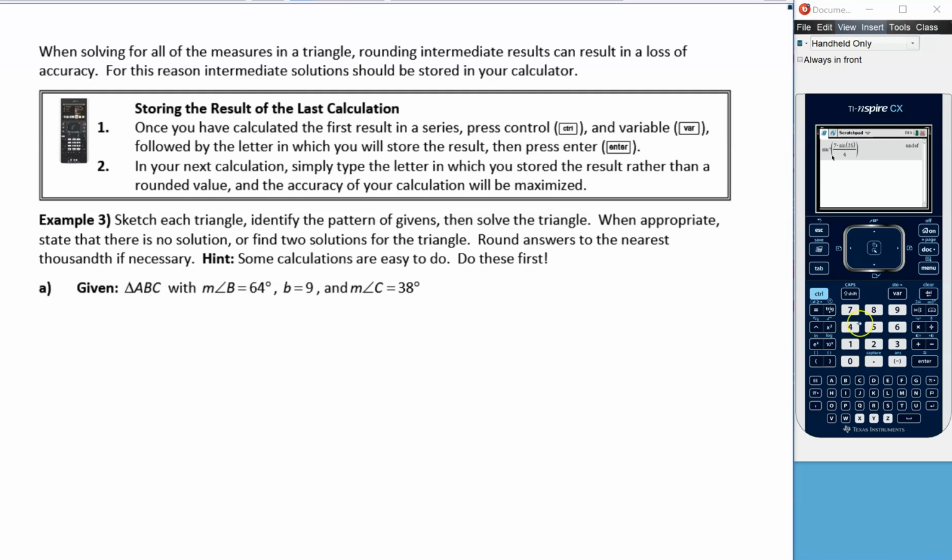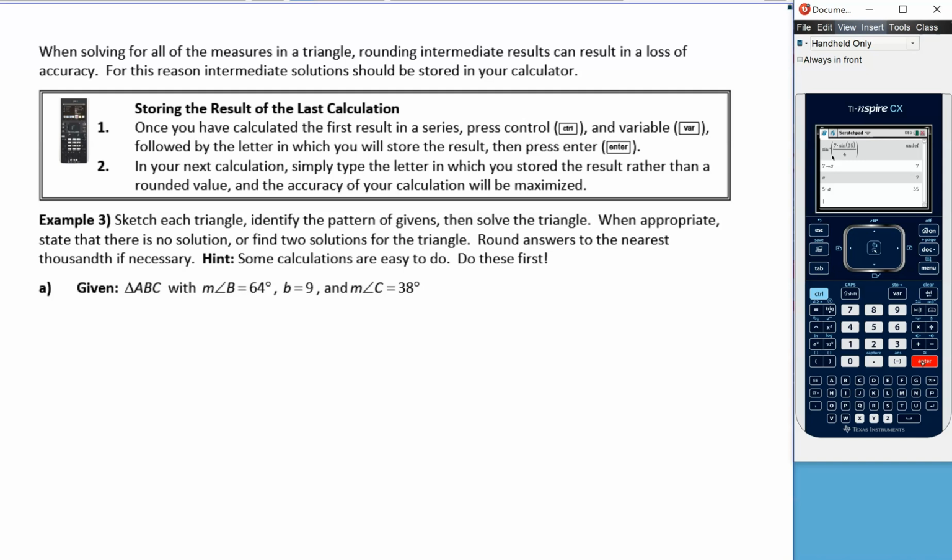If we want to store a solution like 7, I'm just going to type 7 into my calculator. Then I'm going to press the Control key and the variable key, which has the word STO above it for store. And then I'm going to follow that with the letter that I want to store it in. So I'm just going to type the letter A and then press Enter. And now every time I press the letter A, it's going to think that I mean the number 7. So if I type 5 times A into my calculator, it will give me 35, because it'll go ahead and do that calculation as if A were 7.